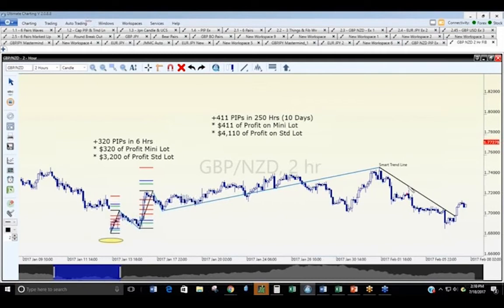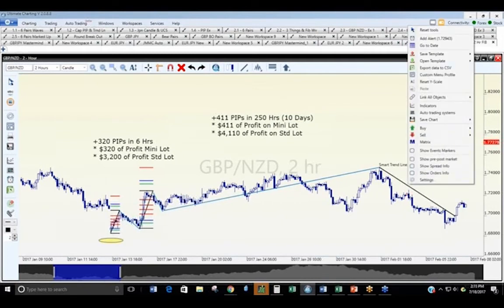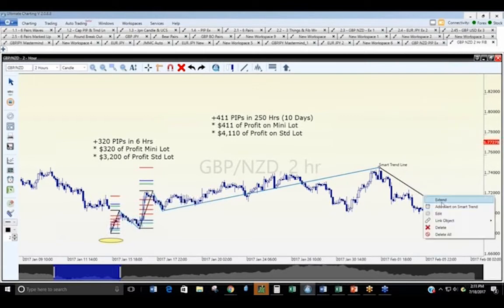In addition, I'm getting ahead of myself just a little bit. I can extend this line. I'm just showing you some of the tools that are available on this. So I'm going to hit extend. And let's just say we see right here in short term, this is a downtrend. When it breaks that trend line, we want to get in the trade.